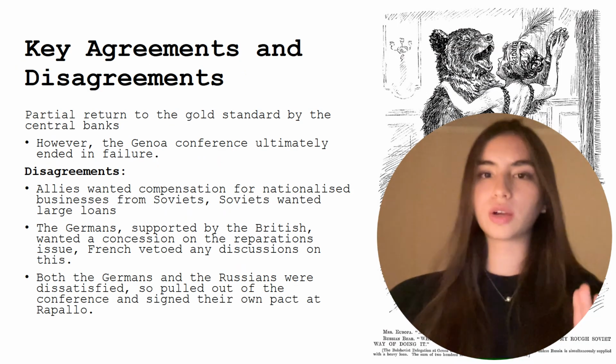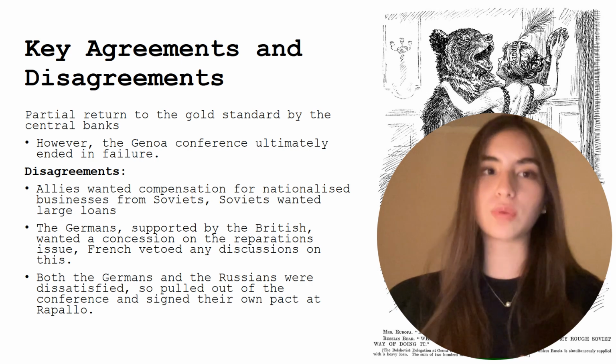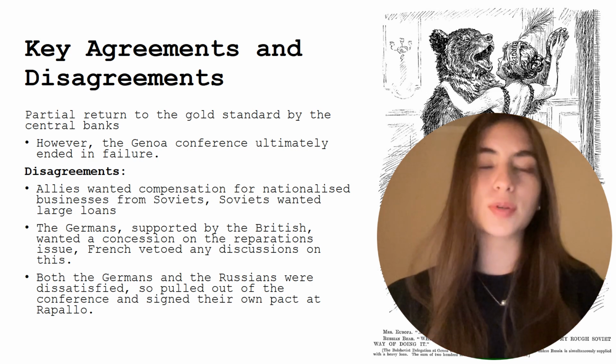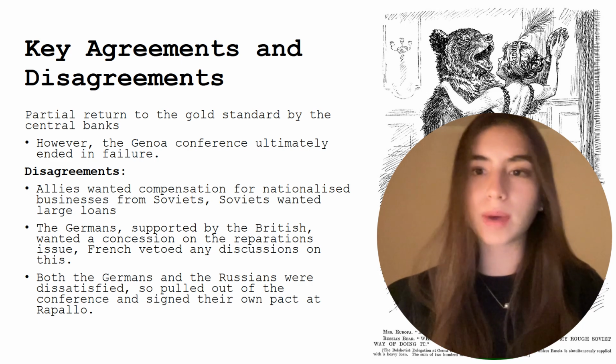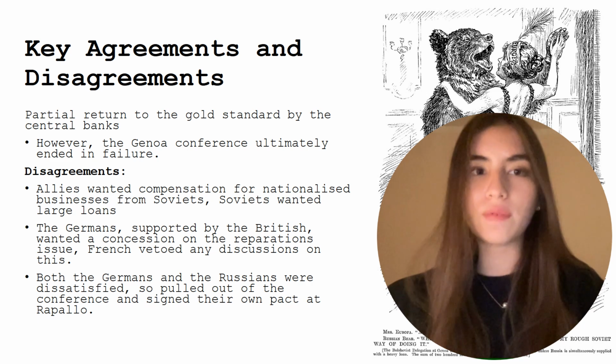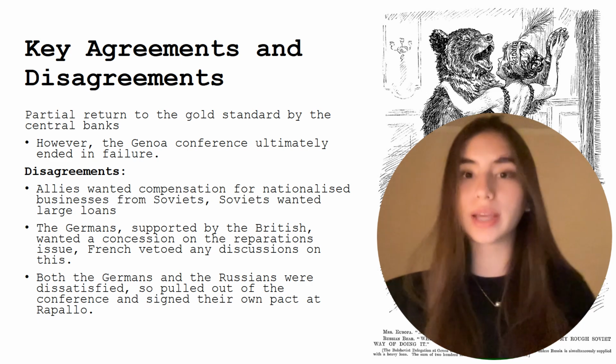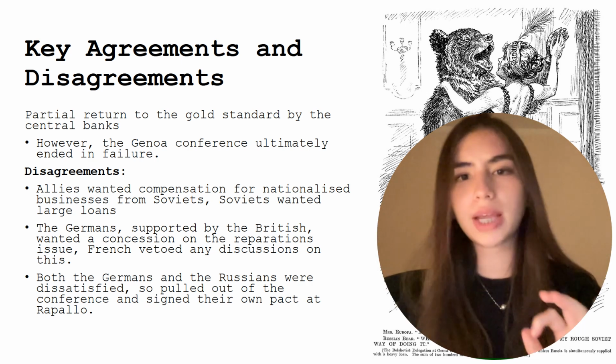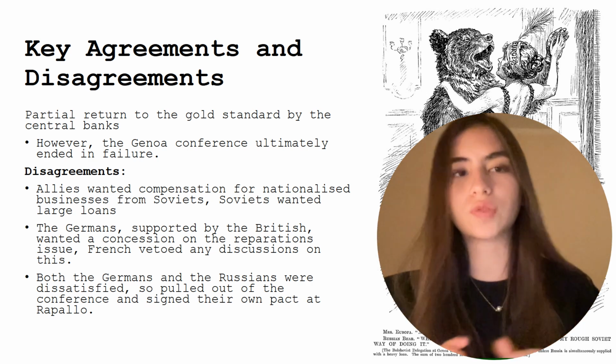So what were the key agreements and disagreements at the Genoa Conference? So there was a partial agreement. There was a partial return to the gold standard by the central banks. However, the Genoa Conference ultimately ended in failure. So there were very, very few agreements that were actually reached. So what were their main disagreements? So why did the Genoa Conference fail?